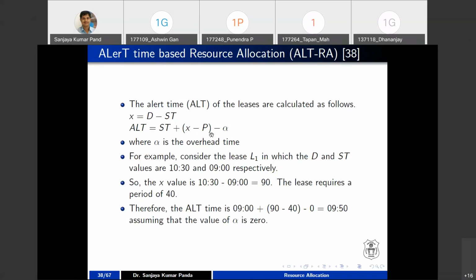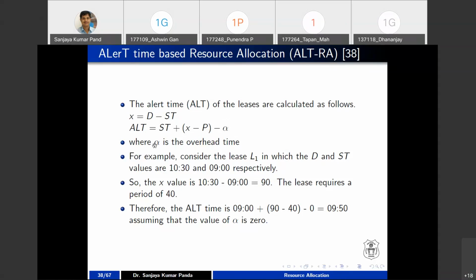Okay, minus alpha. Alpha is nothing but your overhead time, because whenever you are taking a scheduling decision, or calculating something before assigning leases to cloud resources, there may be an overhead time, because calculation also takes time. It may be in milliseconds, it may be in nanoseconds, it may be anything. But you have to consider this as minus alpha, which we assume to be 0, but in order to complete the model, you have to write minus alpha.